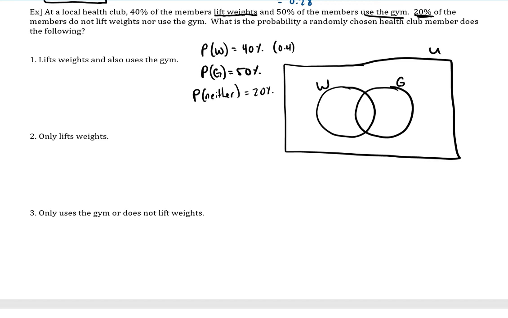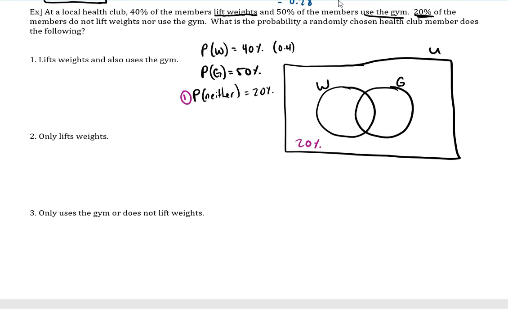Using this information so far, this could be something that we could use right now, because the probability that they don't use the weights or the gym would be outside of these circles. So that would be right here, the 0.2. I said I was going to use decimals or percents. Let me change that, sorry, to the percent, so 20%. Again, you could use decimals if you want, but since they use percents, I'm going to use percents.